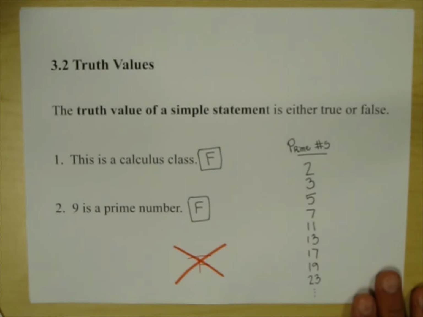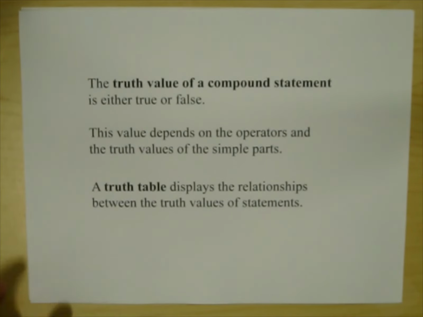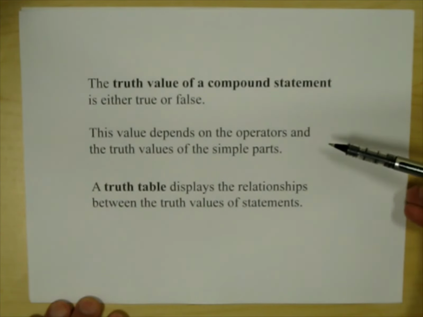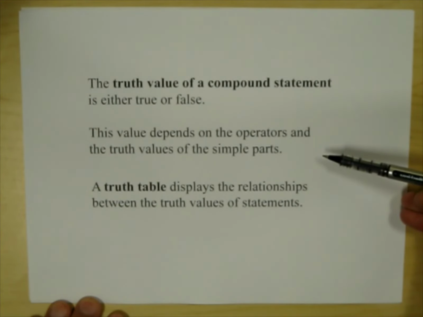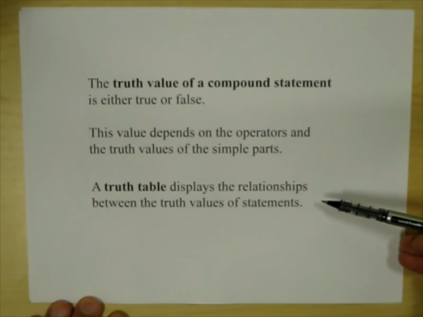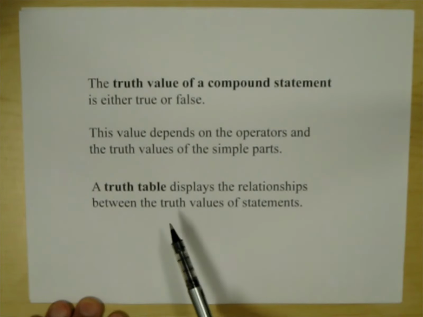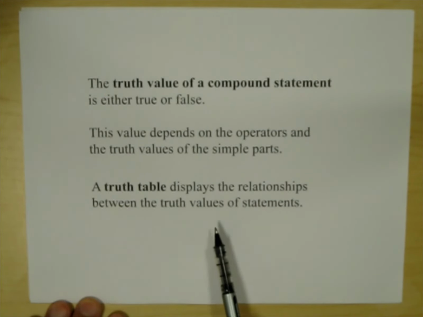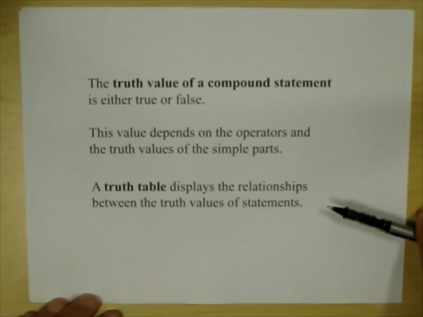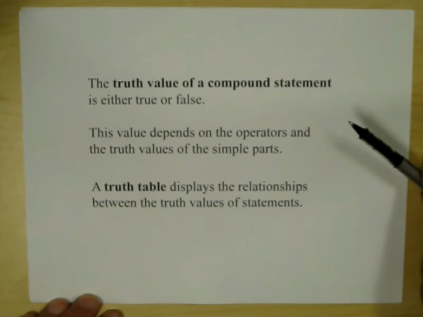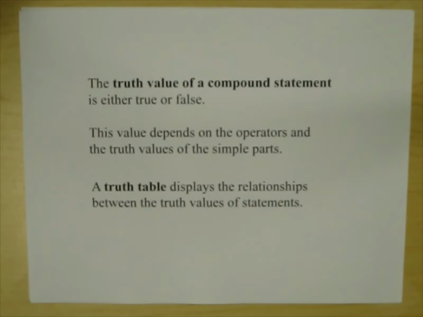Okay, let's move on in this truth value discussion. So we have truth values of simple statements. Now we're going to look at truth values of compound statements. The truth value of a compound statement is either true or false. This value depends on the operators and the truth values of the simple parts. A truth table displays the relationships between truth values of statements. So we're going to be looking at truth tables and truth values of compound statements. And that is where we're going to go.